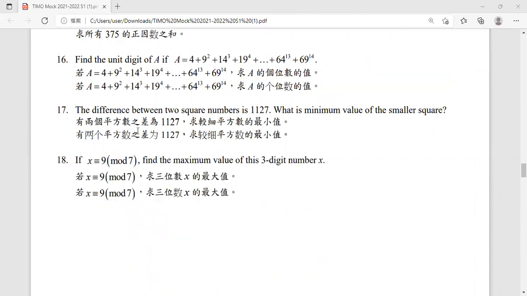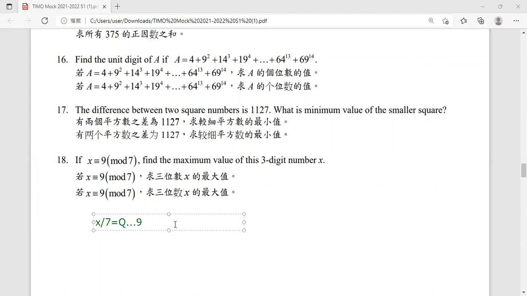Okay. That's 18. 18 is very simple. We just introduce the concept of what is mod. Now x equals 9 mod 7. It means that 9 is the remainder, meaning that when x is divided by 7 it equals something and remainder 9. It just means something like this one.